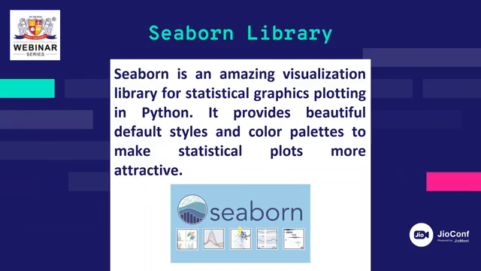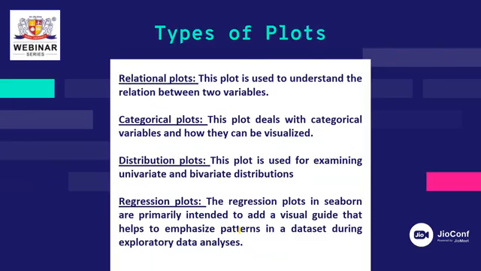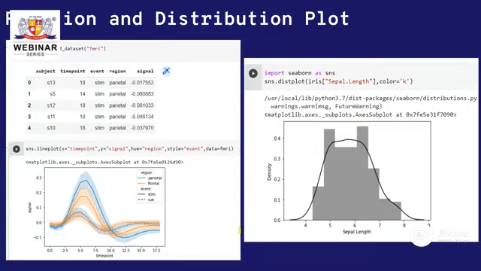The Seaborn library provides you visualization, color patterns, plots, statistical graphs: relational plot, categorical plot, distribution plot, regression plot. What is a relational plot? That is the relation between the two. Then the categorical plot deals with the categorical values and how they will be visualized. Then distribution plots, then regression plots. So first of all, we will show the relational and distribution plot. So here is the iris data that we have loaded earlier.